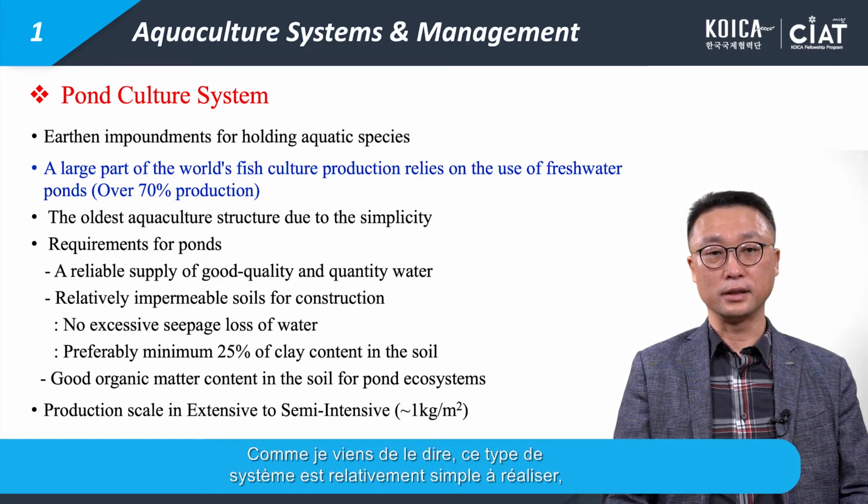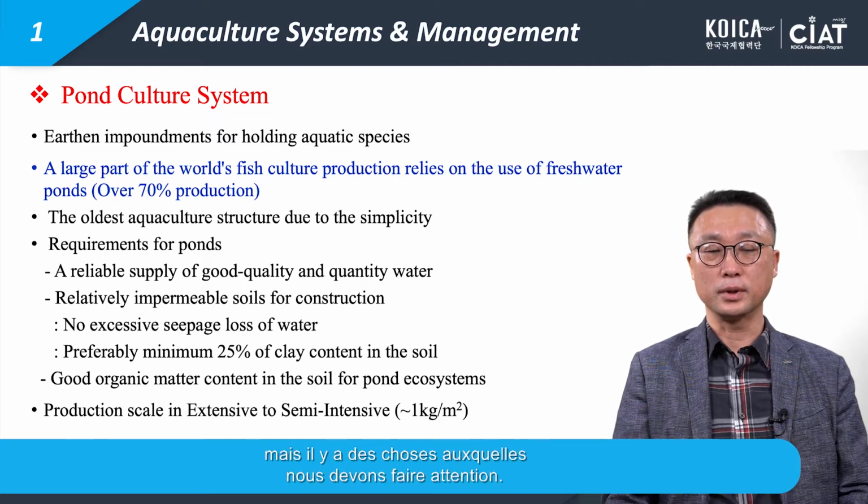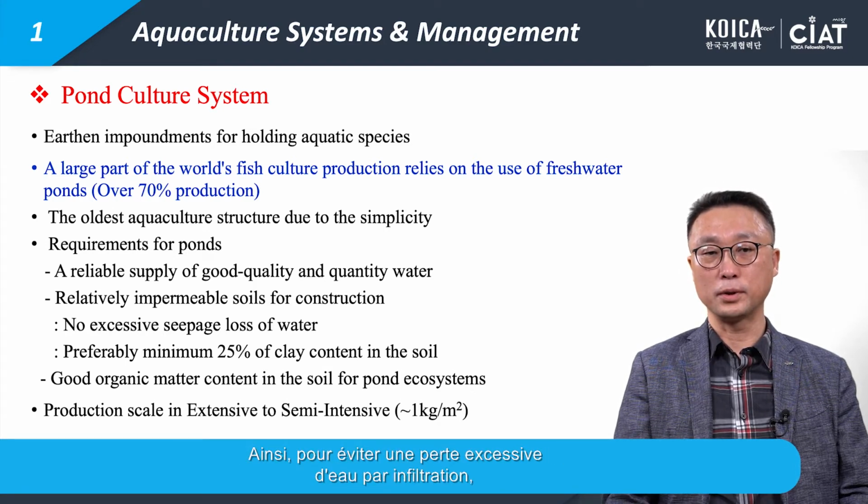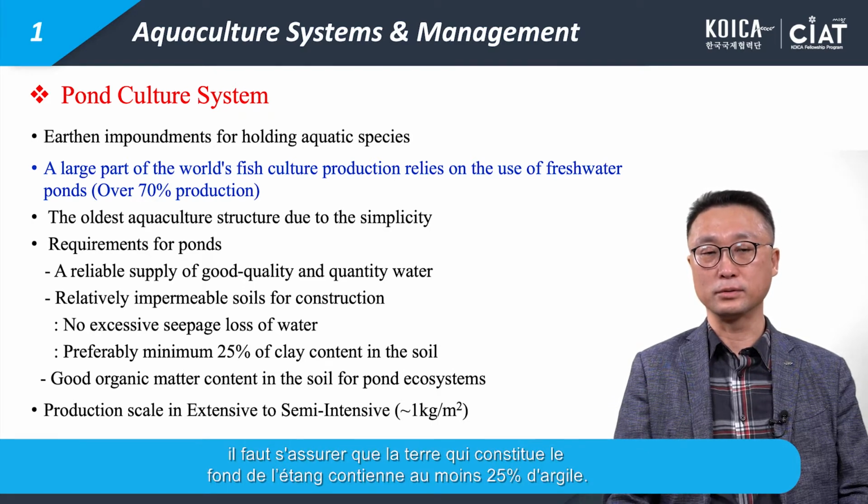Like I said, this type of system is relatively simple in construction, but there are a few things we have to remember. Because this system is an earthen impoundment, water can be spilled out through the bottom. So to prevent excessive seepage loss of water through the bottom, we will have to make sure the bottom has at least 25% clay content in the soil.